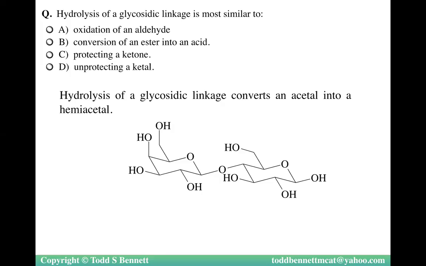I have a carbon here that has two bonds to O and an H coming down. So that would be an acetal. But I also on the other end have a carbon here with an H coming down that has an O and an OH and an O and an OR. So this is a hemiacetal. Okay, so hydrolysis of a glycosidic linkage is going to convert this right here.